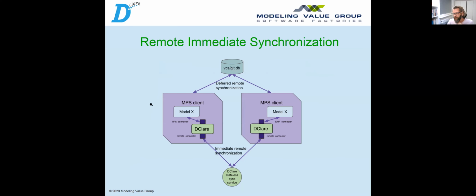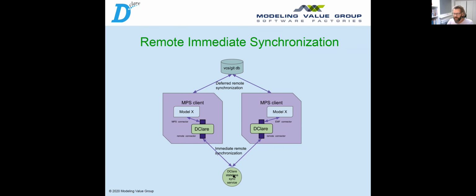If you look at the picture that I'm going to present, you'll immediately see some similarities, apart from the coloring. I will demo two MPS clients that both model a model X, and in the demo it will be two Sudoku models. The DClare engine takes care of all kinds of logic on that model, but DClare can also be used for transformations. There are also plugins into DClare that do the remote connection, as you can see here.